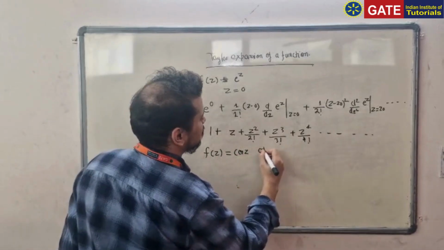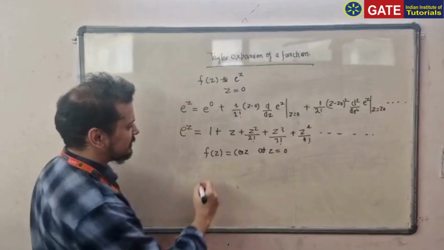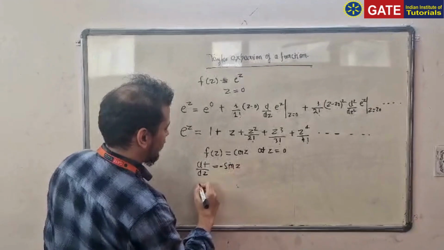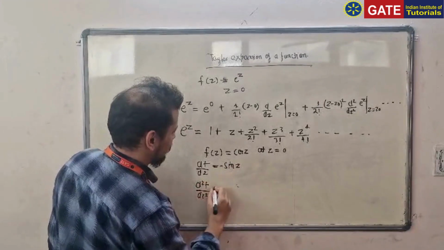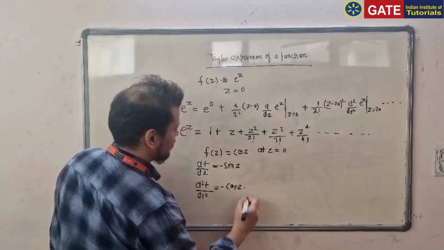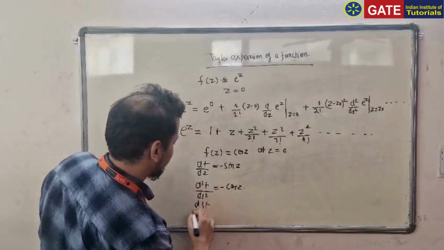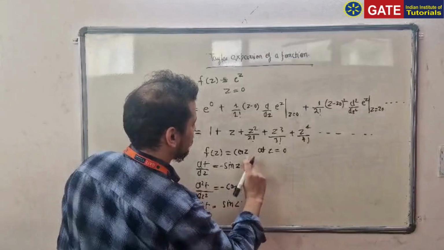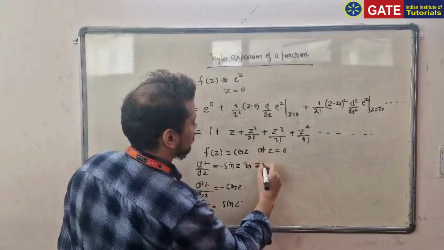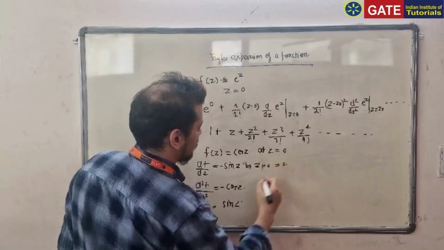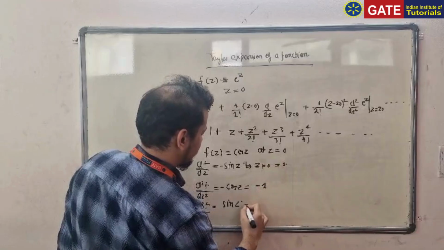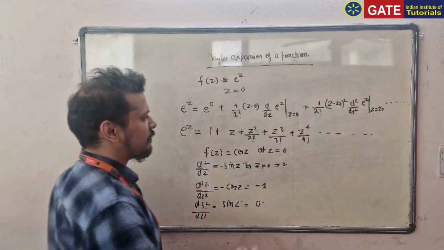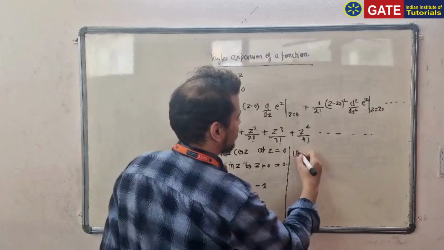Okay, another example is f of z equals cos z, let's say about z equals 0. I am finding the derivatives first, so that's easy. df by dz will be minus sin z, and d2f upon dz2 will be minus cos z. The third derivative d3f by dz3 will be sin z again. So at z equals 0, these are 0, minus 1, and 0. So I will have the second term, then the fourth term, and so on and so forth.